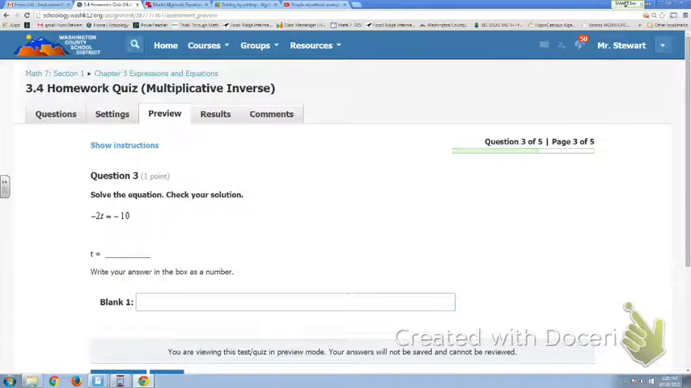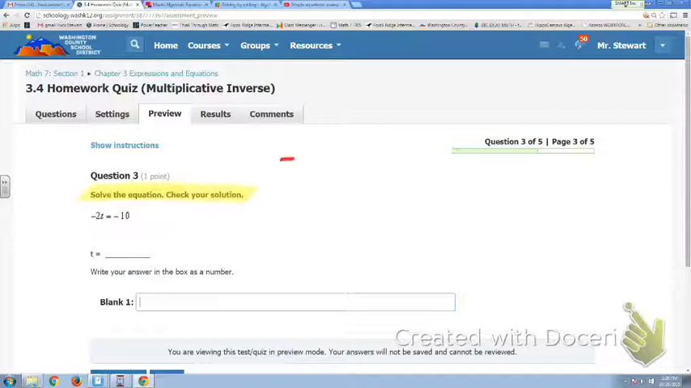Question number 3 reads, solve the equation and check your solution. Now we changed these. These questions used to be multiple choice, but I didn't like multiple choice questions on these because it didn't require students to solve using the inverse operation. Students just could take all of the answers and plug them in and see which one was true, and they never taught themselves how to isolate the variable using inverse operation.